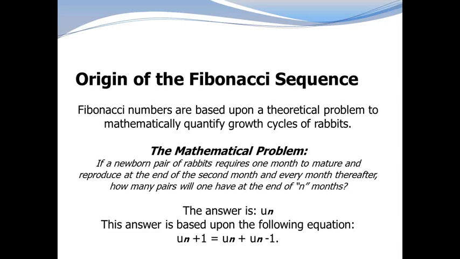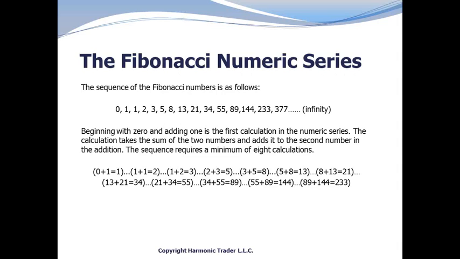Well, the answer is u_n. This is based on the summation equation of u_(n+1) = u_n + u_(n-1). It's exhibited and demonstrated in the following series. The sequence of Fibonacci numbers is as follows. 0, 1, 1, 2, 3, 5, 8, 13, 21, 34, so on, all the way to infinity.